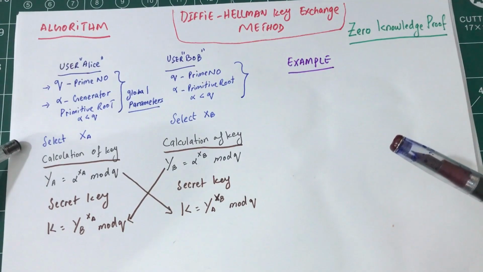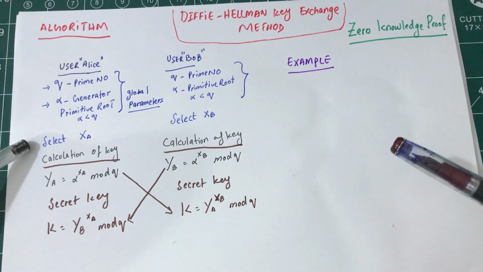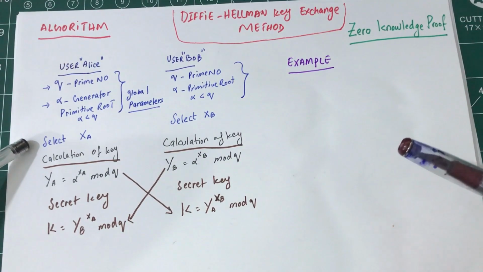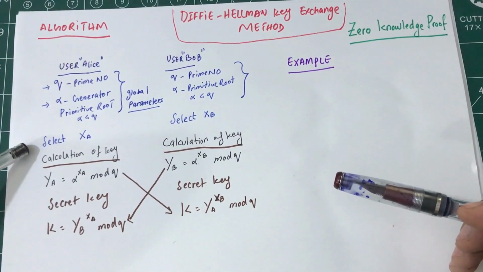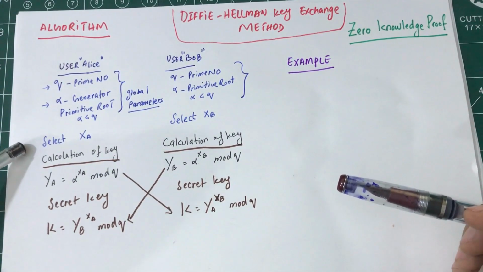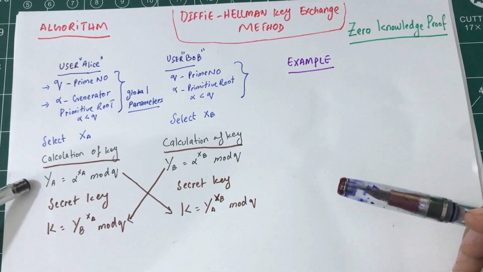Then the third thing, you will also have a global parameter: each party is going to select some integer value. Let's call that x of a, and this is actually going to be the private key that they're going to keep to themselves. Okay, after both parties do that, they will compute something called ya.